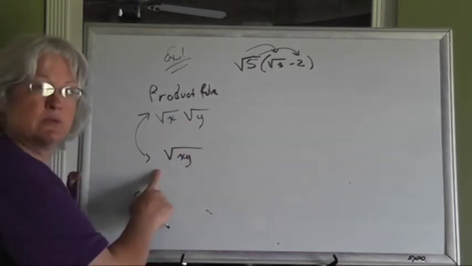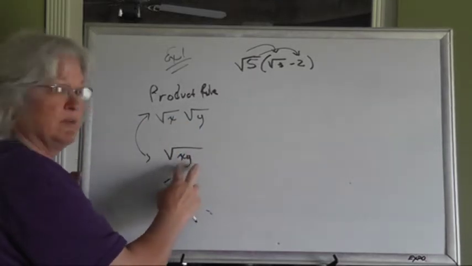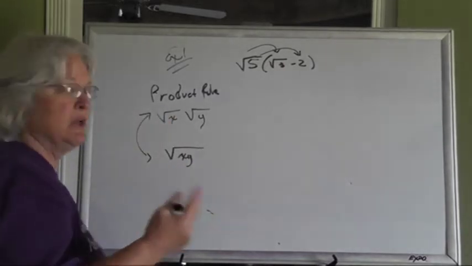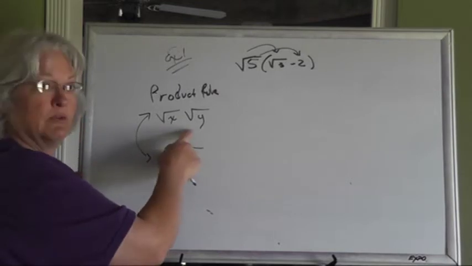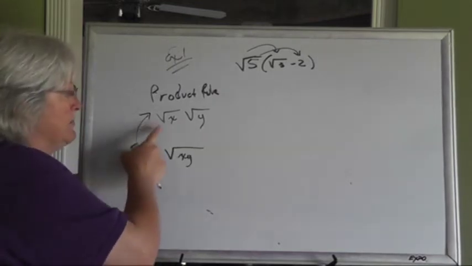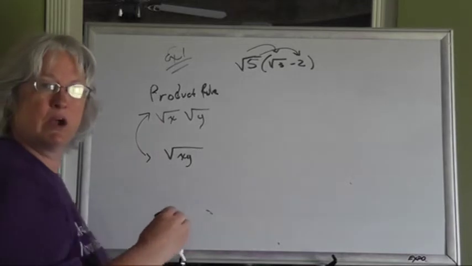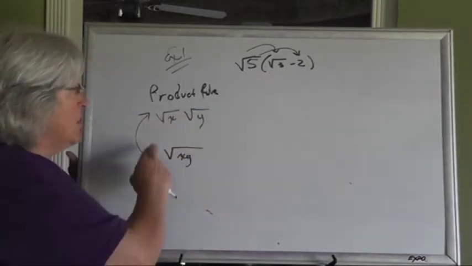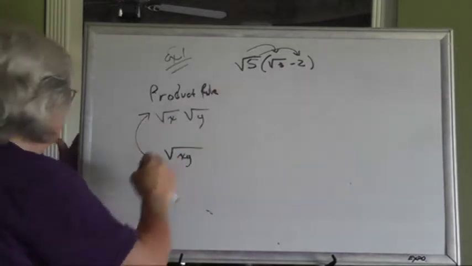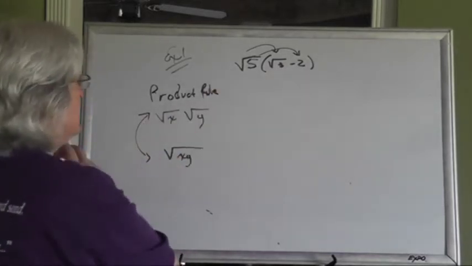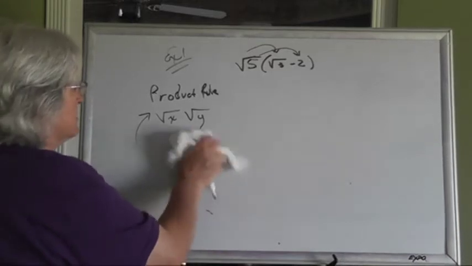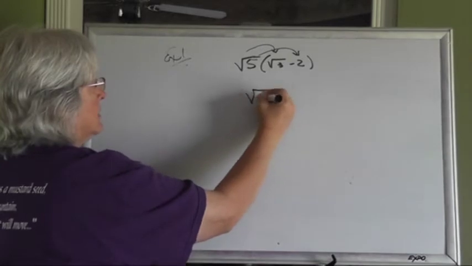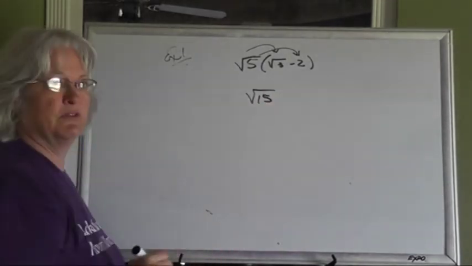There will be some times it will be more advantageous to take the square root of the product. There will be other times it will be more to your advantage to take the square root of individual factors. But these two ways of breaking this radical expression apart are very valuable, and that's what we're going to use here. We have the square root of 5 times the square root of 3, so that's going to become the square root of 15.